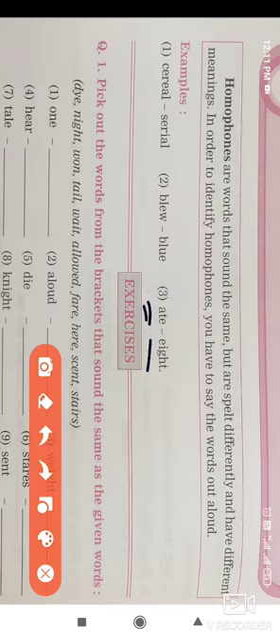Okay, so here these are some examples of homophones. Homophones are characterized by the same sound but different spelling, having different meanings.